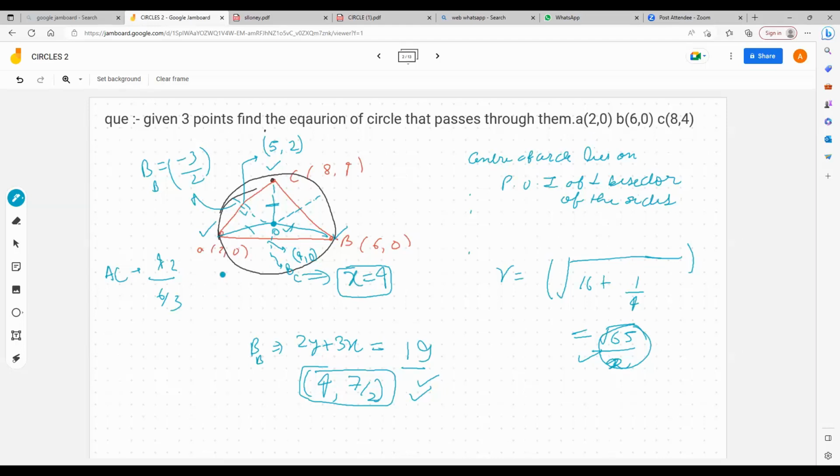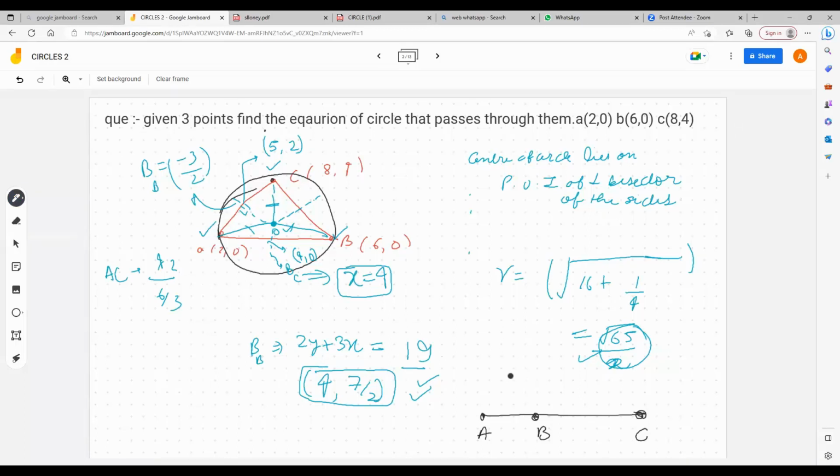And there is an important point to note: if all 3 points are collinear, then there will not be any such circle. There will not be any such circumcircle that passes through all of them. Why? Let us see why. For example, let us say this point is A, this point is B, and this point is C. And we need to find a circle such that all 3 points lie on it.